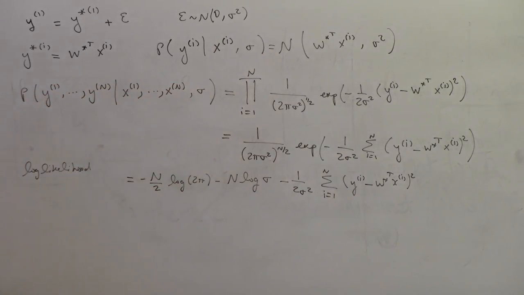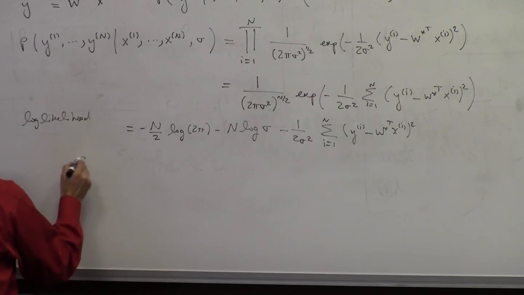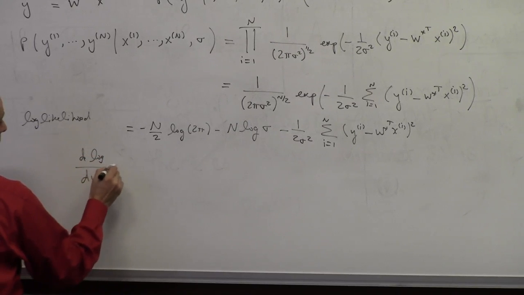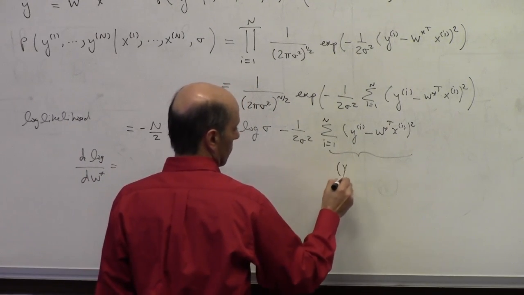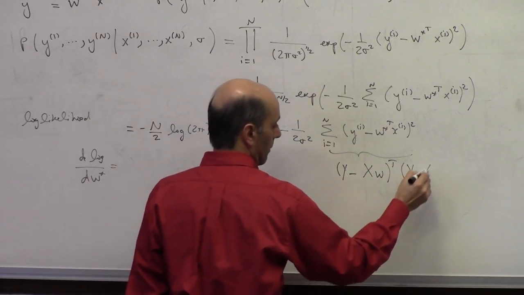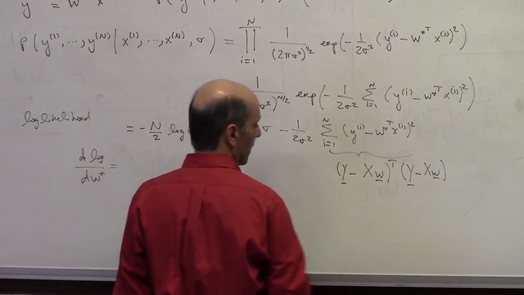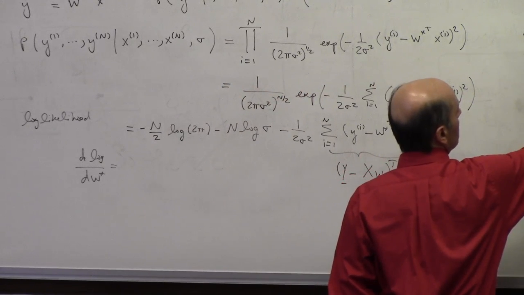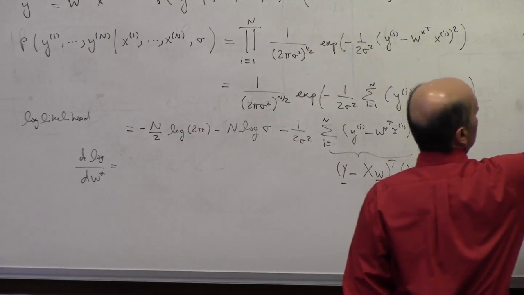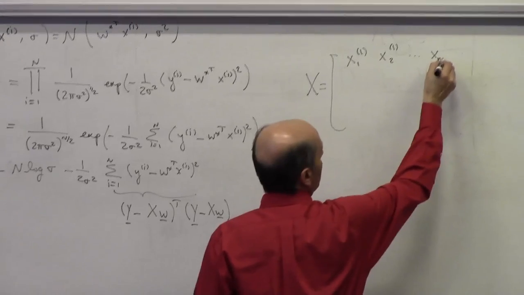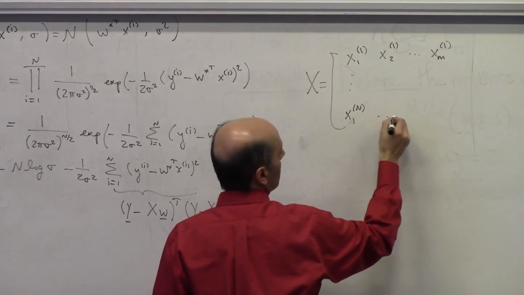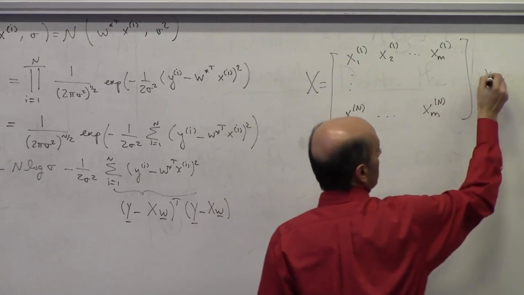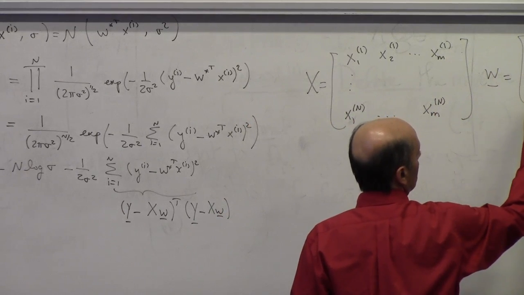And to find our best estimate of W, we minimize this log with respect to the thing that we're trying to find, W. So we find the derivative of the log with respect to this parameter that we're trying to find. And if you remember, we can write this as y minus xw transpose y minus xw, where these are now vectors. And x is x1,1, x1,2, xm,1, x1,n, xm,n, and w is w1, wm.